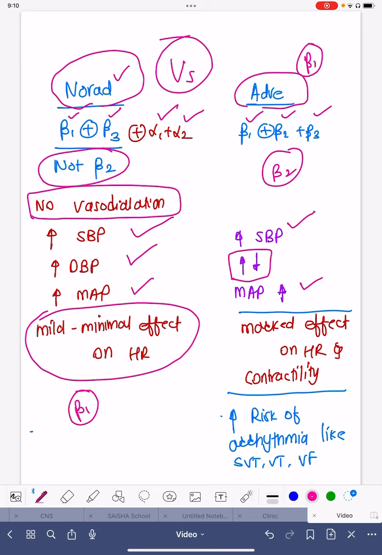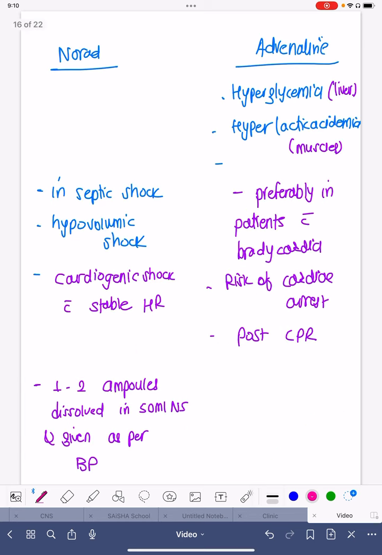So adrenaline will markedly increase the heart rate and heart contractility. That is the reason why we give that in cardiac arrest patient to cause cardiac stimulation, as it reduces the refractory period. And as it can have the extensive beta 1 activity, the risk of arrhythmia like SVT, VT, VFib is there with adrenaline. So overall, NORAD can be used in septic shock, hypovolemic shock, cardiogenic shock with stable heart rate, as it has much less impact on heart rate.